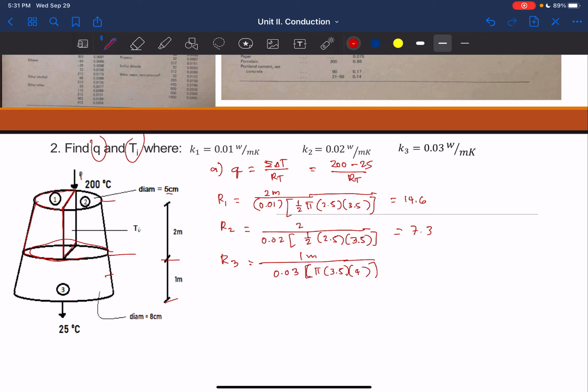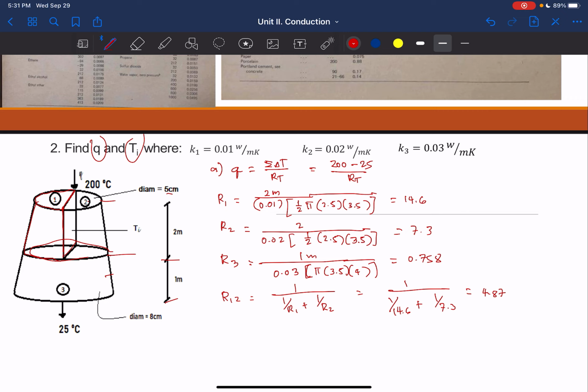Okay, so you get it to be 0.758. Now, since resistance 1 and 2 are in parallel, I'd apply the formula for the parallel resistance, that is 1 over R1 plus 1 over R2. So that's 1 over 14.6 plus 1 over 7.3, which gives you around 4.87.